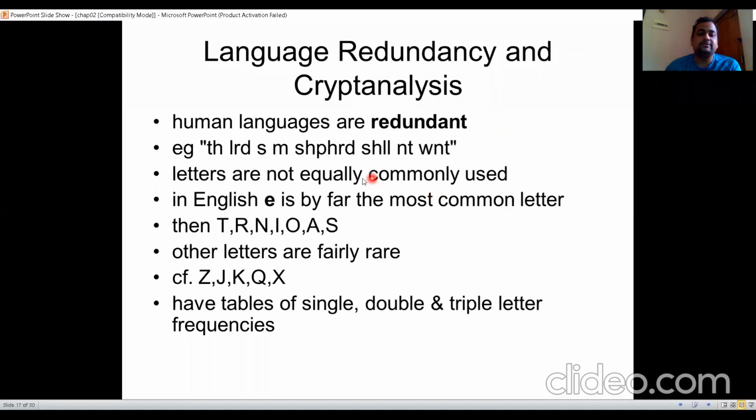Human language is always redundant. Let us consider this one is my plain text.